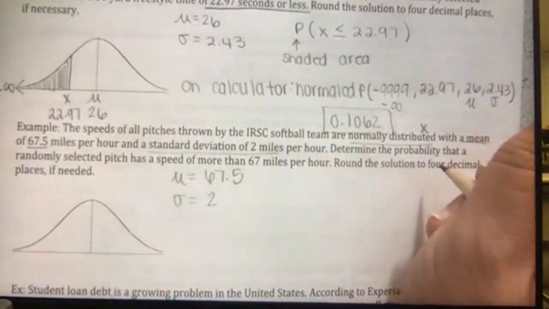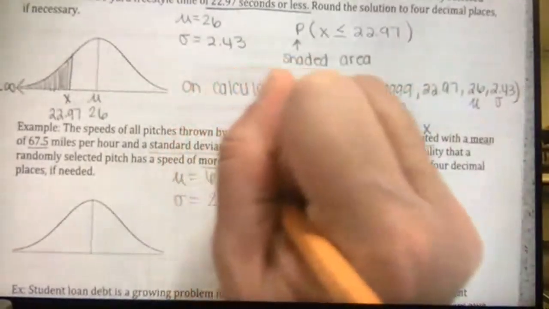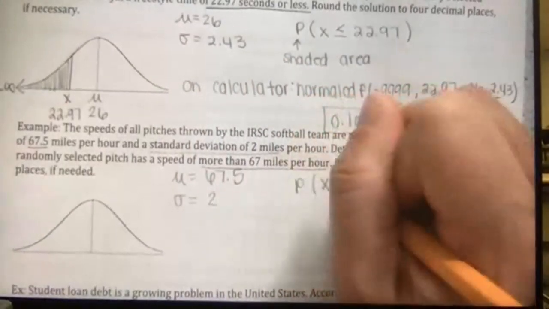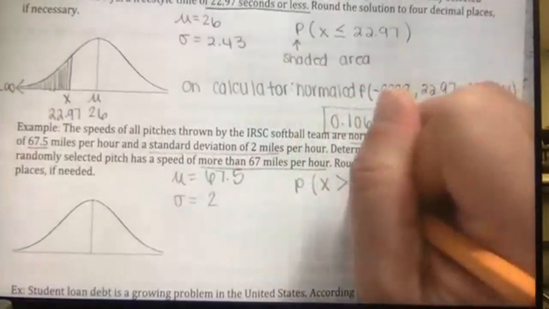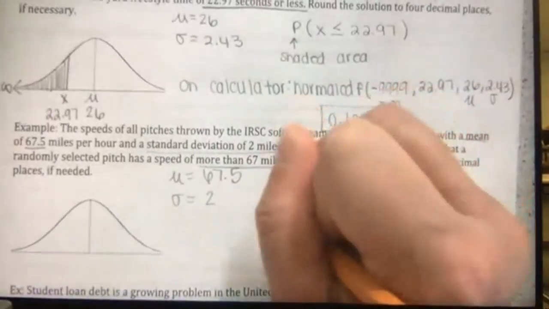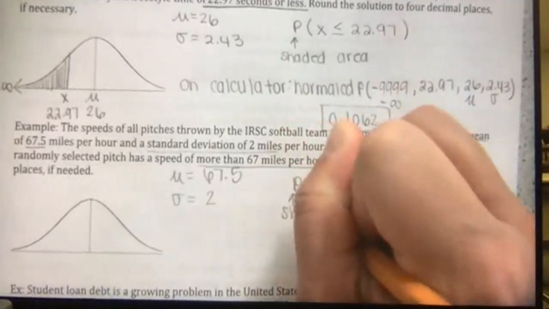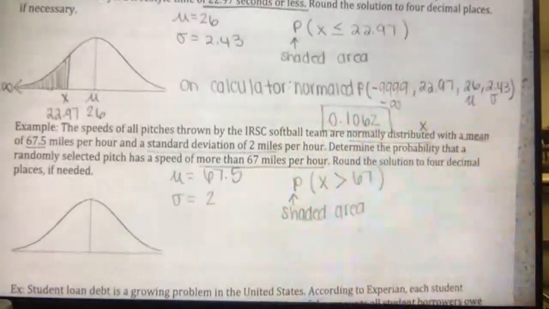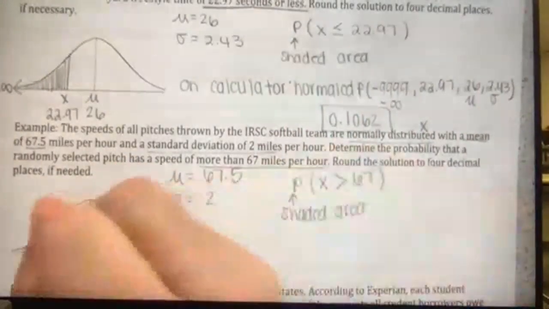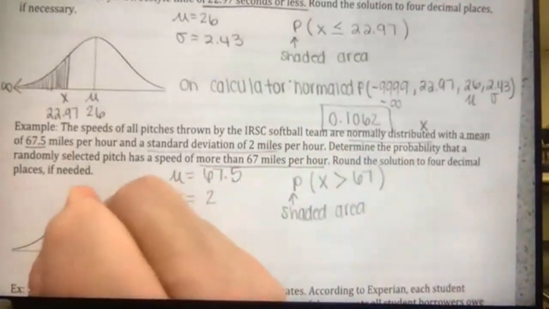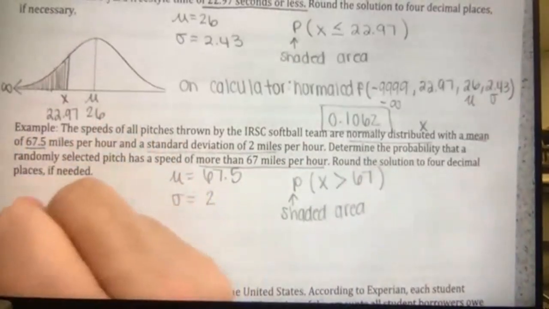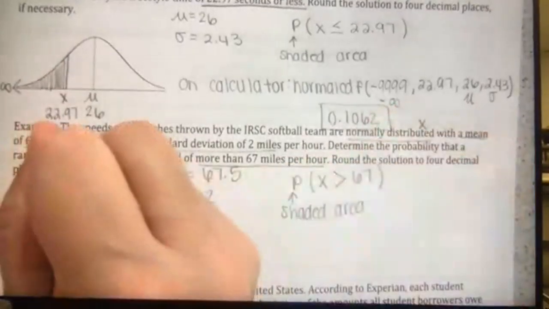Determine the probability that a randomly selected pitch has a speed of more than 67 miles per hour. So we're looking at the probability, which is our shaded area, that X is greater than 67. In the middle is our mean, which is 67.5. Our X value is just 67, so on the left-hand side of our mean, and we're saying that X is greater than.